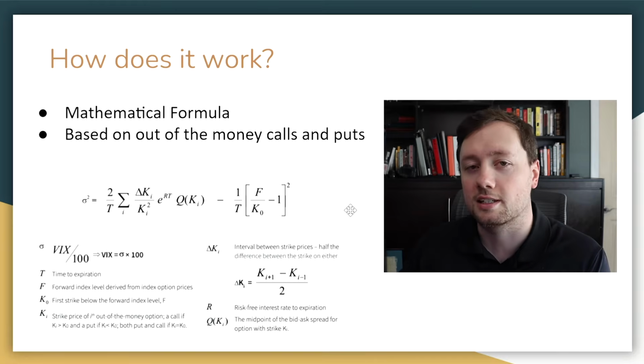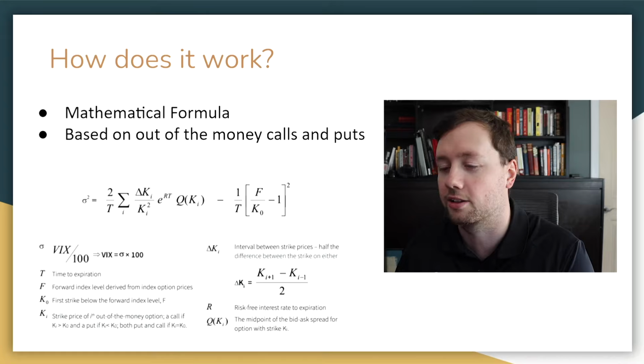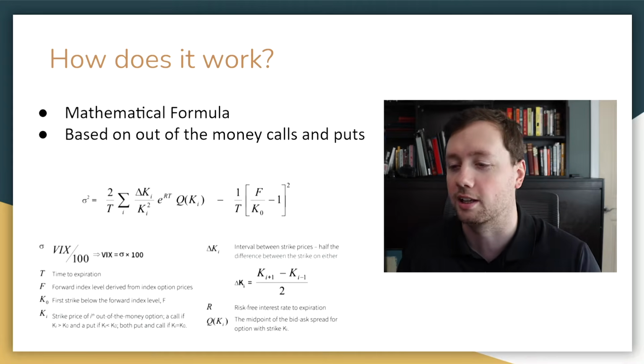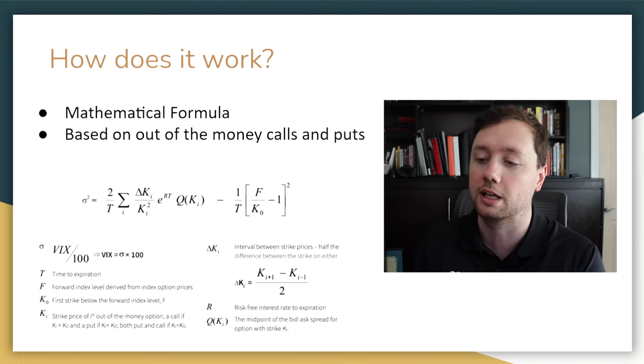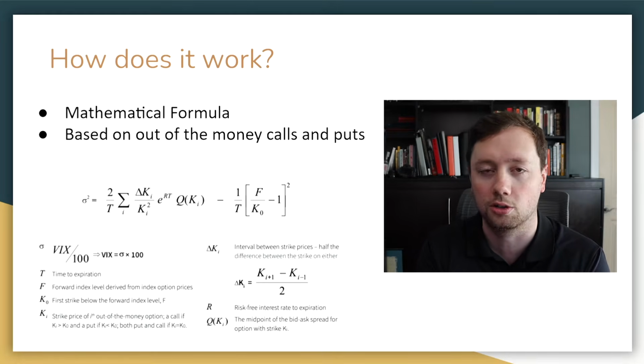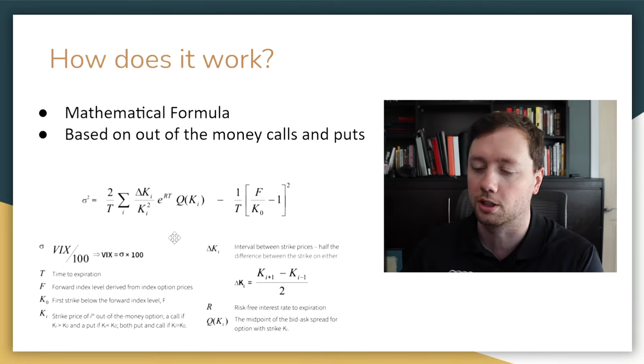Now, the VIX itself is based on a mathematical formula. There is no company underlying the VIX. It is not an organization or anything else. It is quite literally just a mathematical formula. And that formula is based on out of the money calls and puts. Now, here's what the formula looks like.